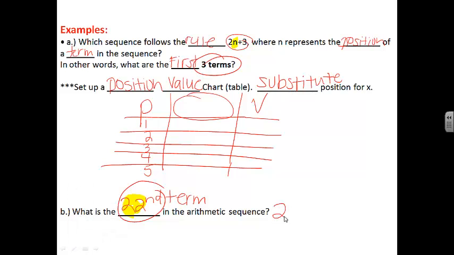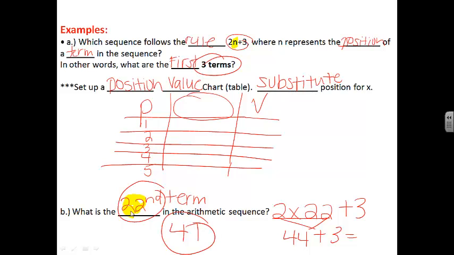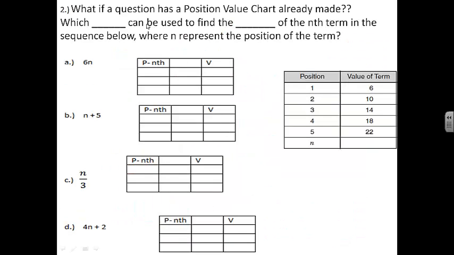So what is 2 times 22 plus 3? Okay, order of operations. 2 times 22 is 44 plus 3 is 47. So the 22nd term for this rule is 47. Just replace it. Okay? All right. Bear with me. I know this is kind of long. Okay, number 2. We only have 3, so just bear with me.